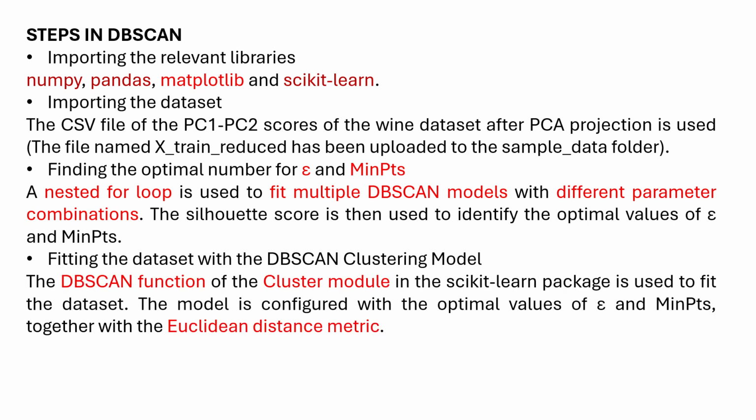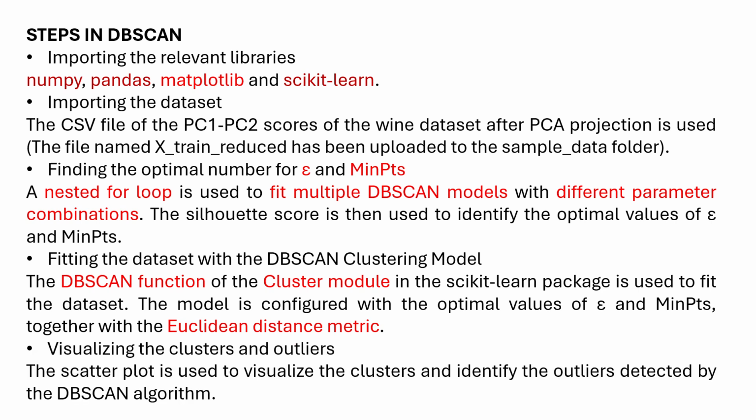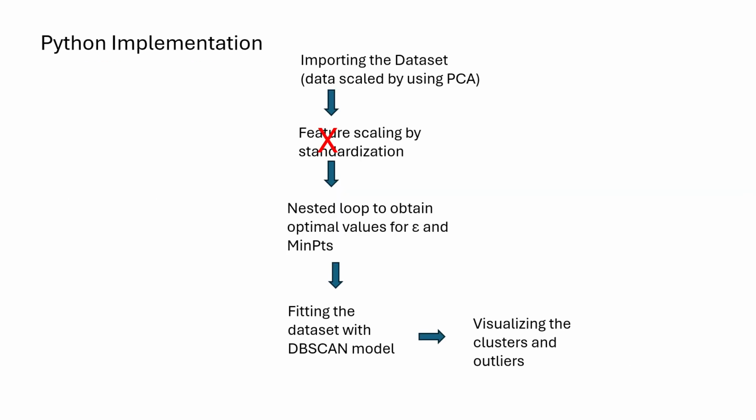Once the optimal parameter values have been obtained, the DBSCAN model is fitted to the dataset using the Euclidean distance metric. Finally, the clustering results are displayed as a scatter plot, allowing the identified clusters and any detected outliers to be visualized. The overall implementation follows the workflow shown here.